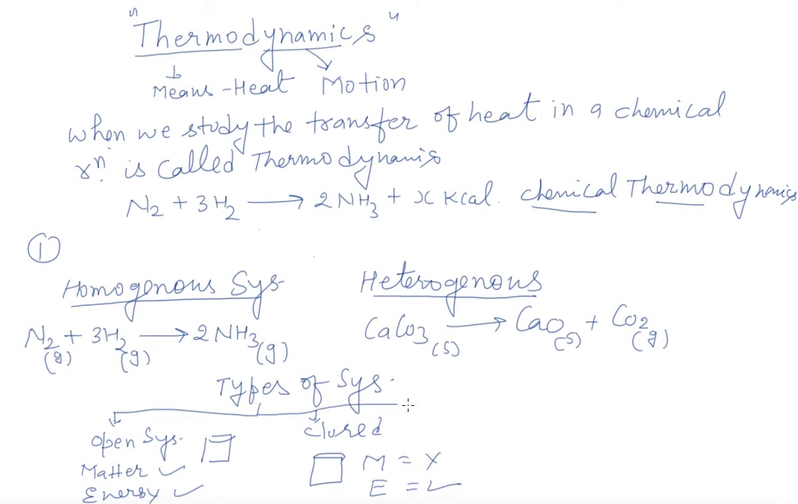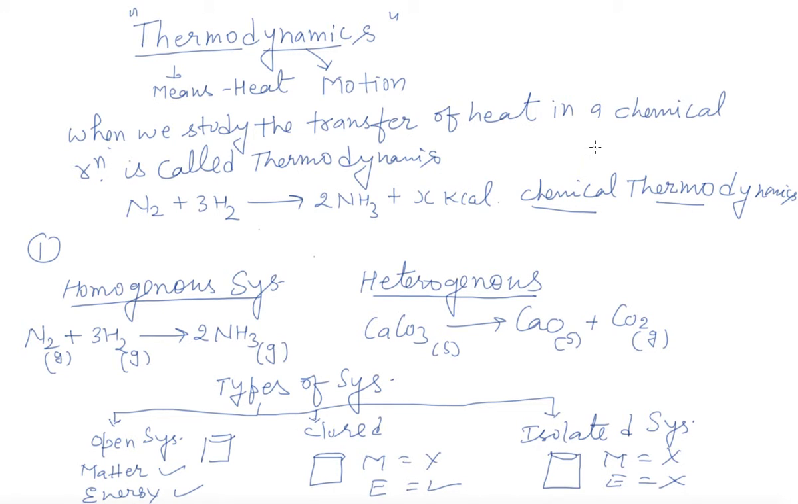The third one is the isolated system. In an isolated system, we generally discuss tea placed in a thermos. In a thermos, neither matter nor energy transfers, so it is called an isolated system. There is no perfectly isolated system in the whole world; it is only for some time.